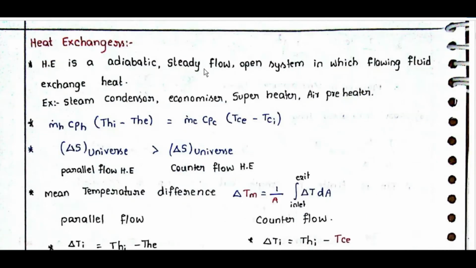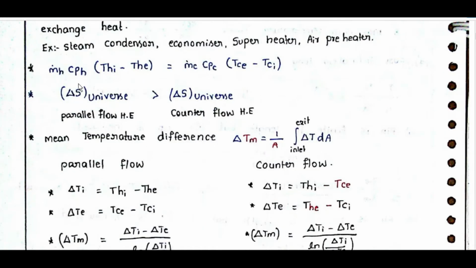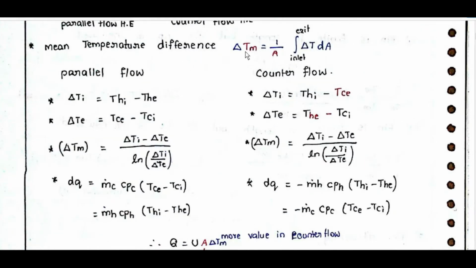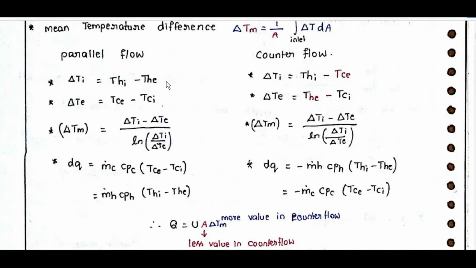Heat exchanger. A heat exchanger is an adiabatic steady flow open system in which the flowing fluids exchange heat. Examples: steam condenser, economizer, superheater, air preheater. mh dot Cph into (Thi minus The) is equal to mc dot Cpc into (Tce minus Tci). Delta S universe for parallel flow heat exchanger is greater than delta S universe for counter flow heat exchanger. Mean temperature difference delta Tm is equal to 1 by A integral from inlet to exit of delta T dA.